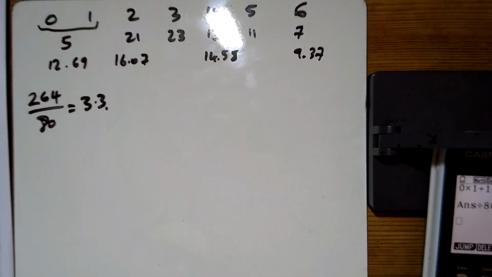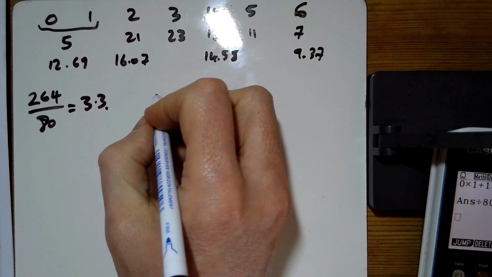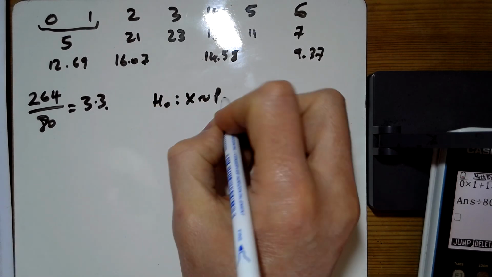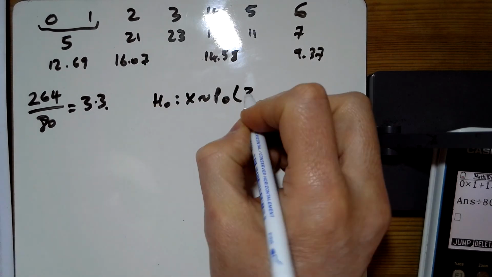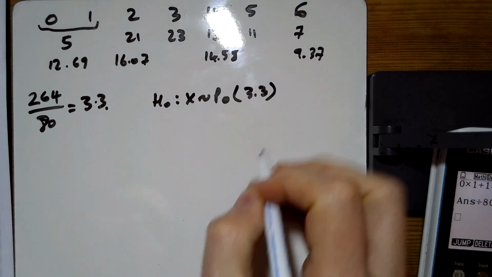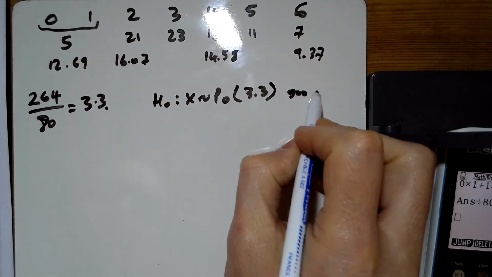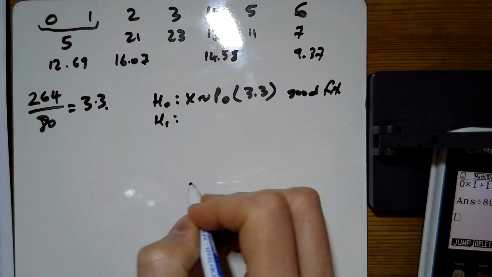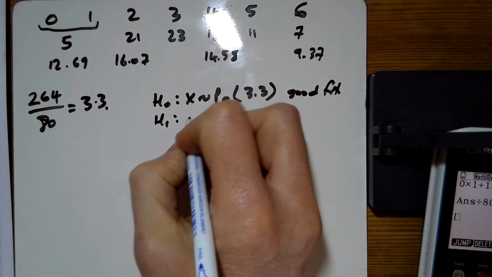We've had to work that out ourselves. So we're going to say that H0 is X is a Poisson with a mean of 3.3, fits the data, is a good fit. And H1 is it's not a good fit.